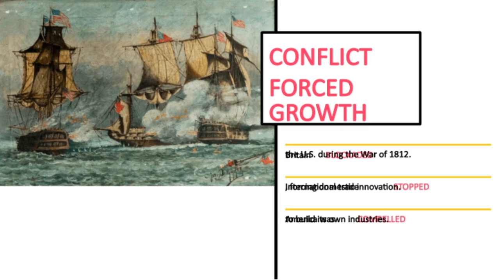This blockade essentially stopped international trade for a while, which pushed Americans to produce goods locally instead of relying on imported products. It's a perfect example of how a conflict can actually lead to growth, by forcing us to adapt and grow our own industries. So, in the bigger picture, these challenges and conflicts really served as catalysts for economic growth and industrial development in the United States. It's a powerful reminder of how adversity can sometimes accelerate progress.